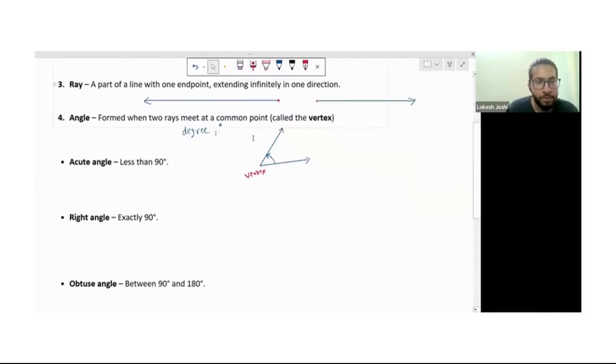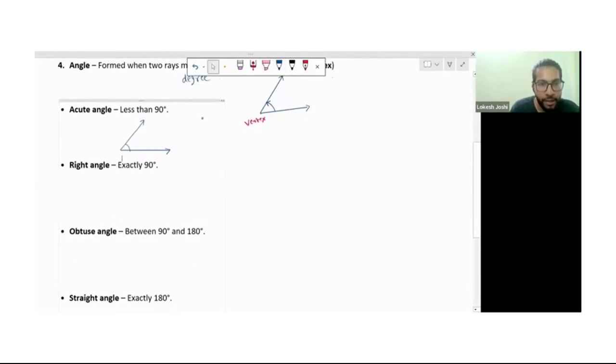Now there are some types of angles. So first of all, it's acute angle. If the angle is less than 90 degree, then we can say angle is acute angle. And we draw this like that. This is our one ray. Acute angle looks like that. Okay. This is our acute angle. It's less than 90 degree.